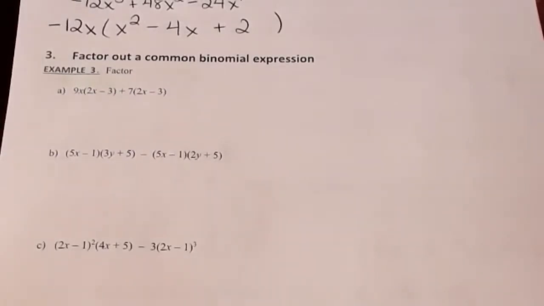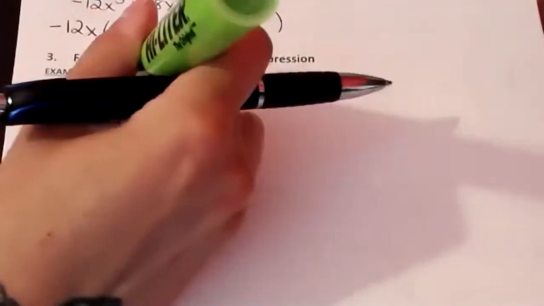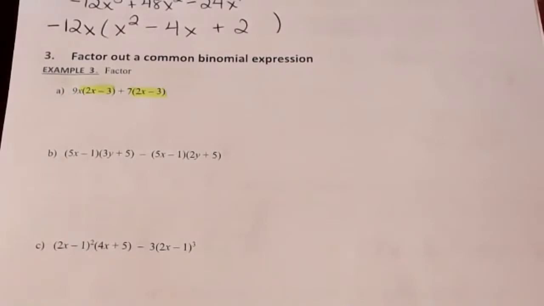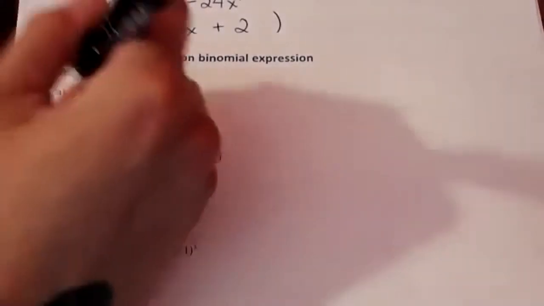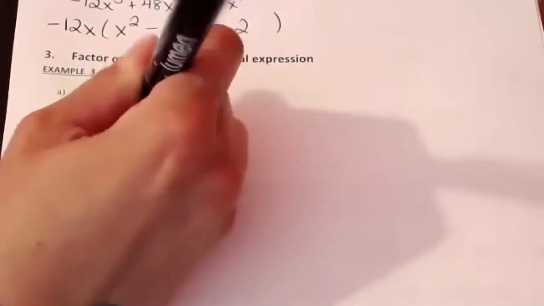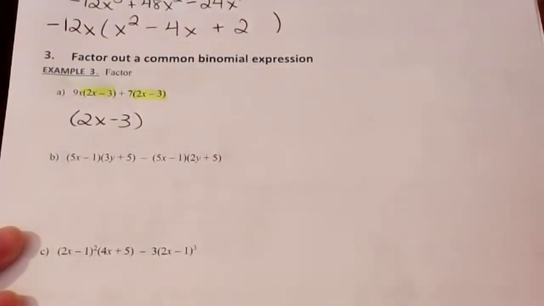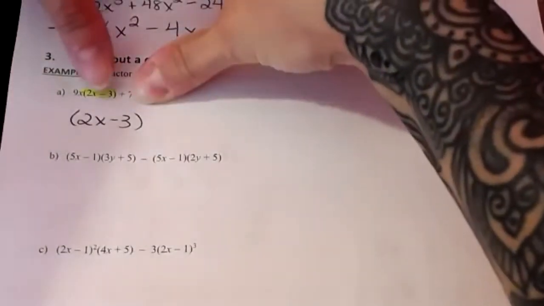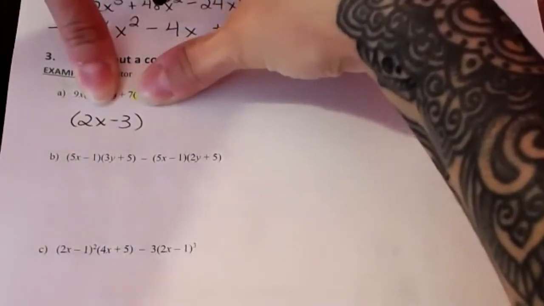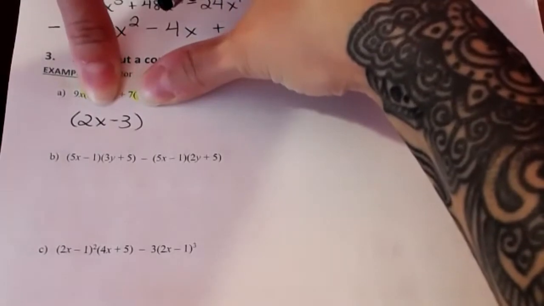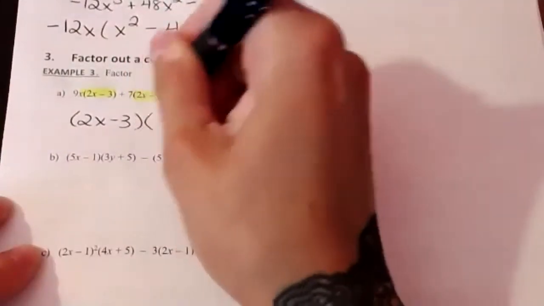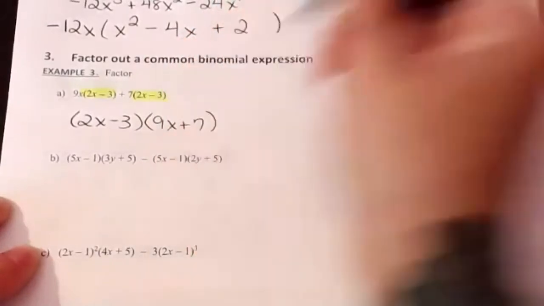But what you do see is that each term has the same 2x minus 3 factor. What we learned back in 098 is that because each term has the same factor, it's an expression, but it's still a factor, that we're going to factor that out of each term. So we're going to take the 2x minus 3 out of each term. If I factor out the 2x minus 3, notice that we are left with 9x plus 7. So that goes in the second set of parentheses, 9x plus 7. And that's actually done.